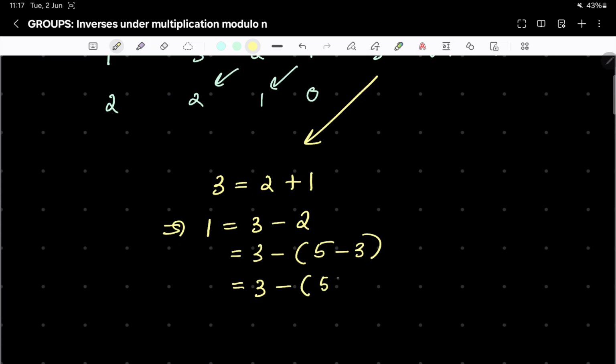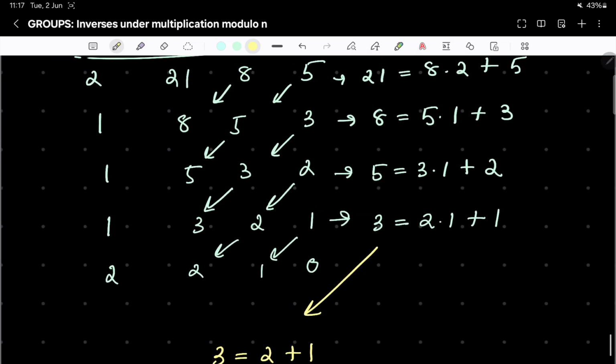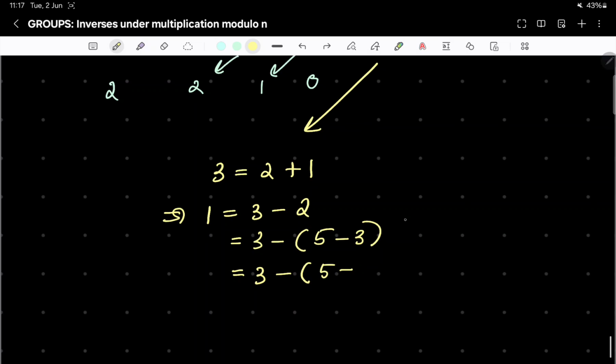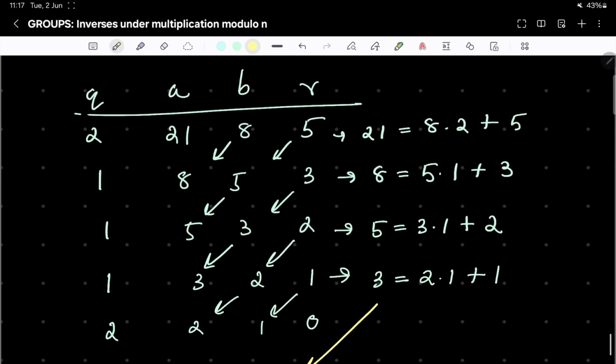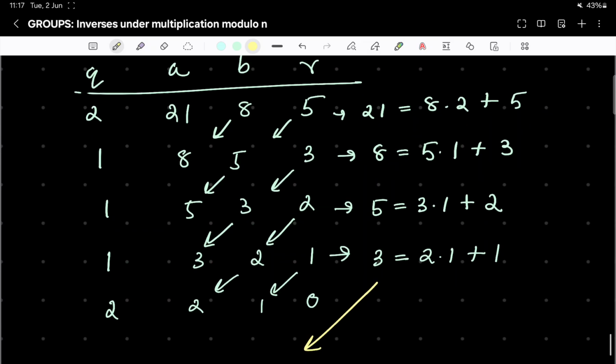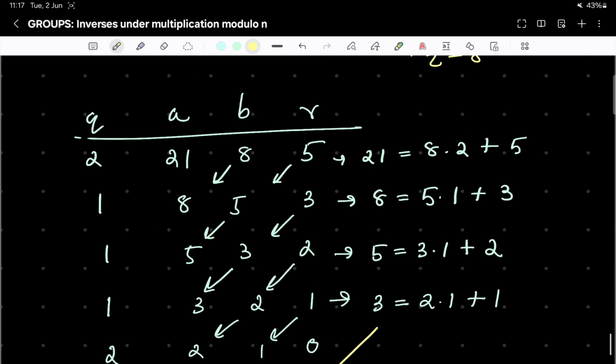Now 5 minus 3 you can write as 8 minus 5. Okay, now 5 is actually introduced, right? Now we have to introduce 8 and 21. How do you write 5? 5 you can write as 21 minus 16.